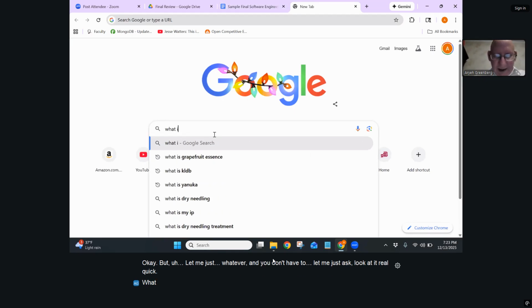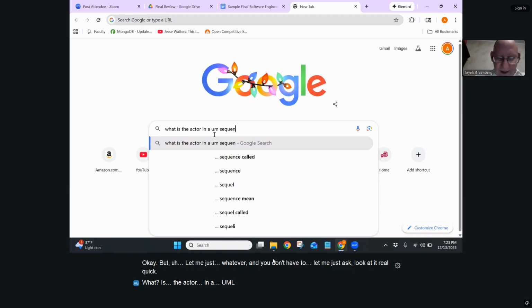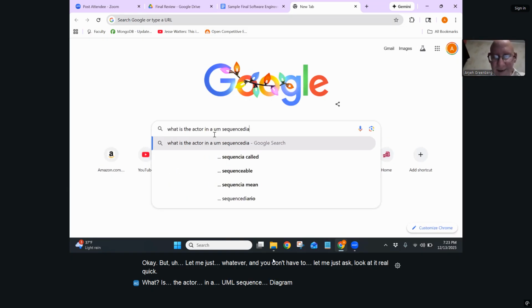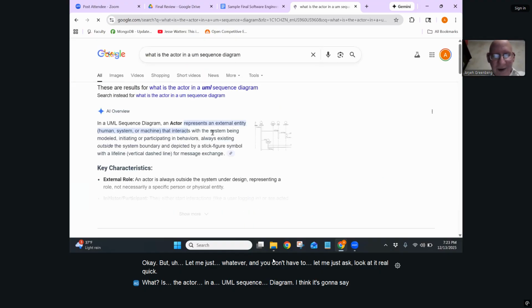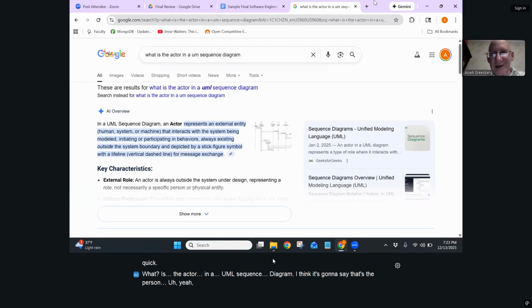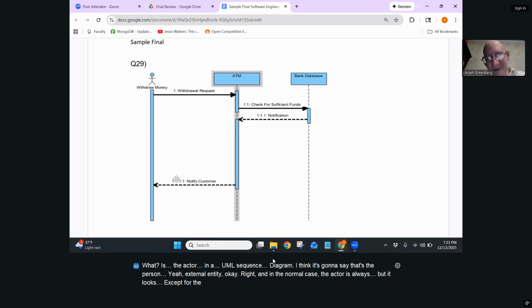What is the actor in a UML sequence diagram? I think it's going to say that's the person. Yeah, external entity. Okay. So in the normal case, the actor is really outside the system, but it behaves just like the rest of the system. I mean, he sends messages, it gets messages.